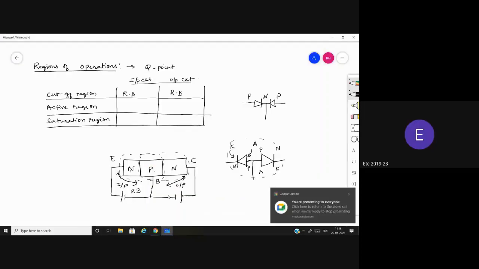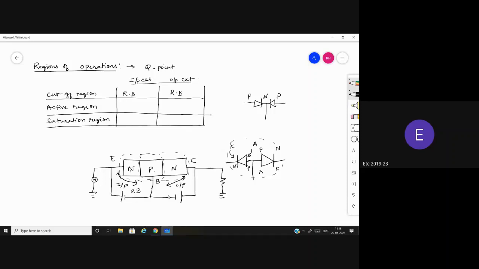Okay. So now both of them are reverse biased. For this kind of connection, this is the power supply which I'm going to give as your input supply, and here I'm going to connect the load resistance. Load resistance means any device which we are going to connect. If you connect like this, then your transistor will be operating in cutoff region, that is in off state.